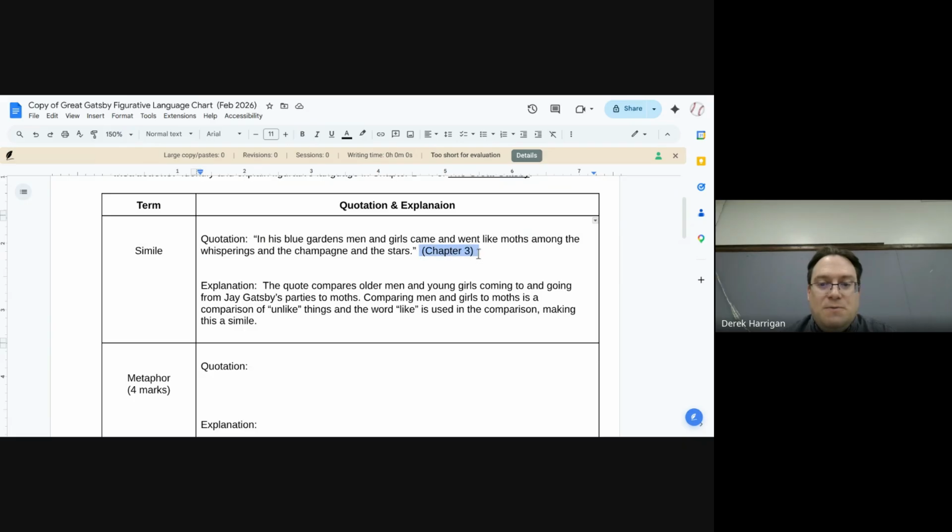I've given the chapter where I found it, and then I've written an explanation. So I say, the quote compares older men and young girls coming to and going from Jay Gatsby's parties to moths. Comparing men and girls to moths is a comparison of unlike things, and the word like is used in the comparison, making this a simile. So I've explained the context of this sentence, what is happening in the sentence, and I've explained why it's a simile. So that's what I'm looking for you to do.